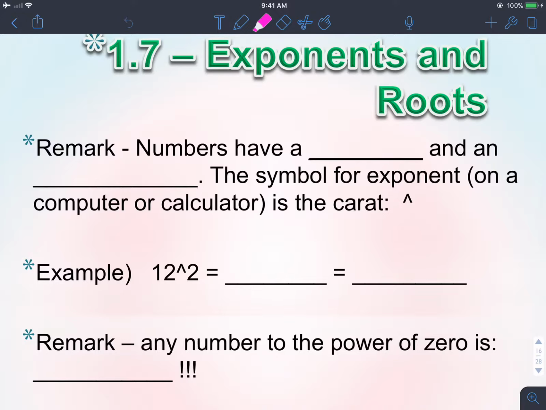1.7 exponents and roots. All numbers have a base and an exponent. The symbol for an exponent is called a caret. That's this little figure right here.